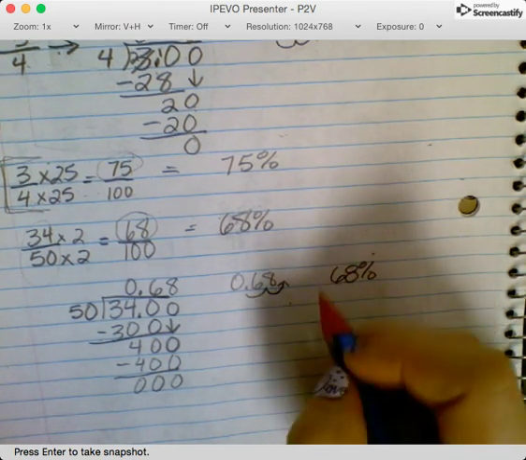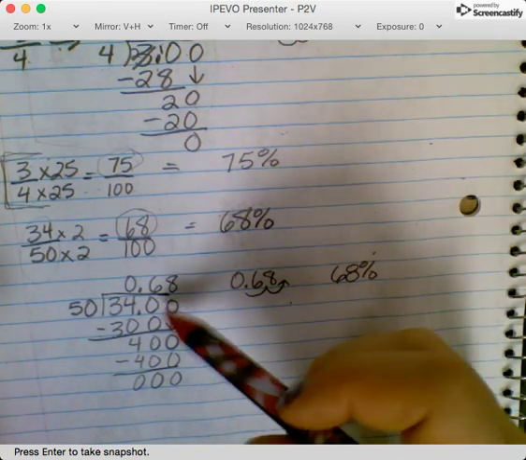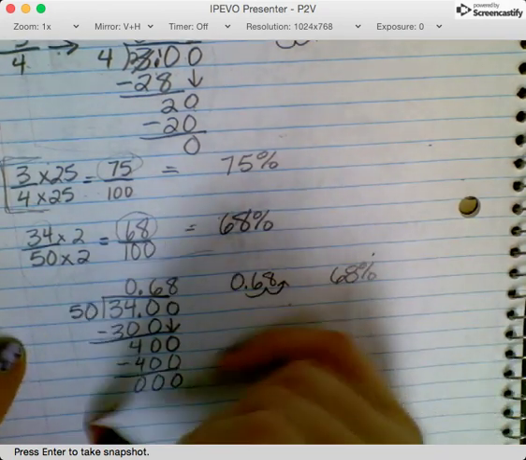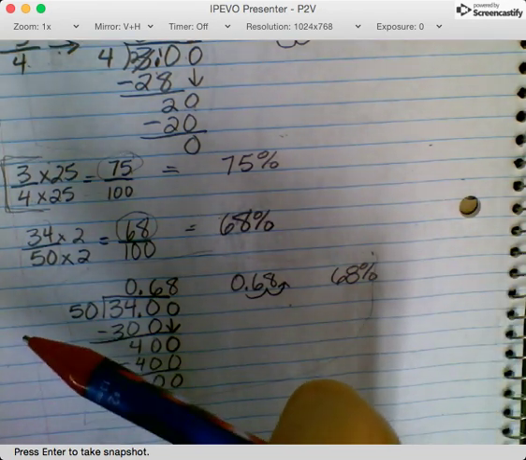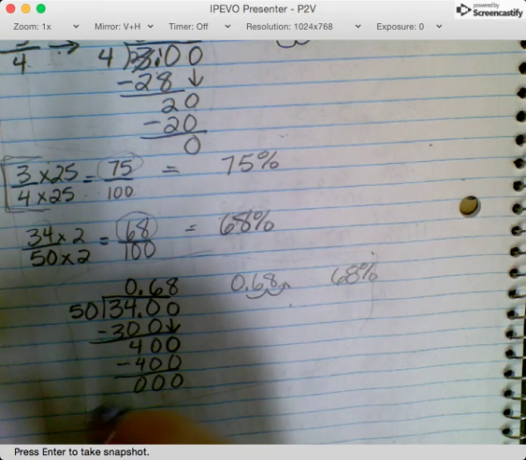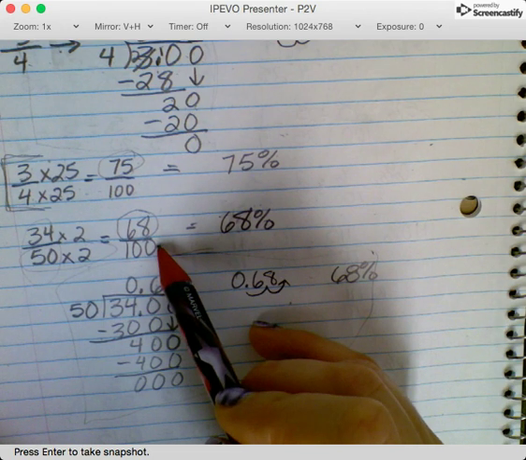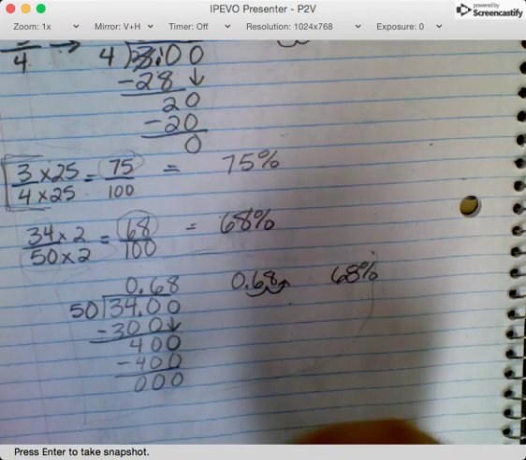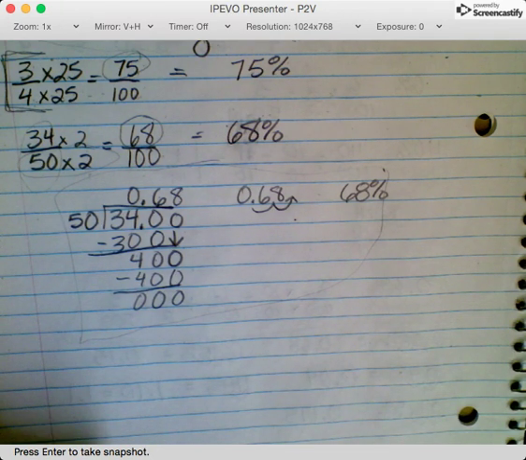So I should get the same answer regardless of which method I use. But like I said, this method is probably going to work easiest if you have a number like 2, 5, 4, 25, 20, those values. But most of them you're going to want to use division. That was kind of a quick run through of how to do those. I hope that helps you. And let me know if you have any other questions. Thank you.